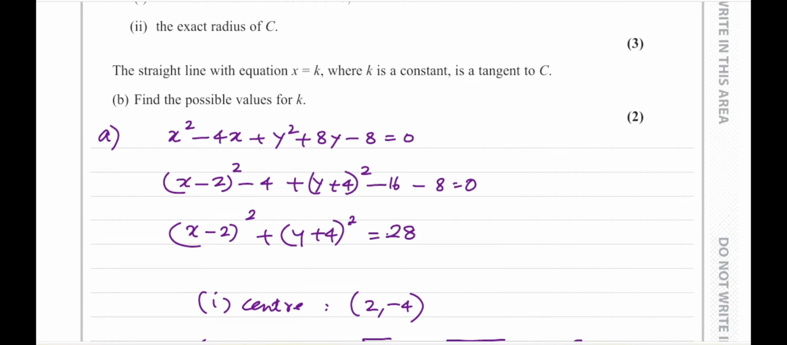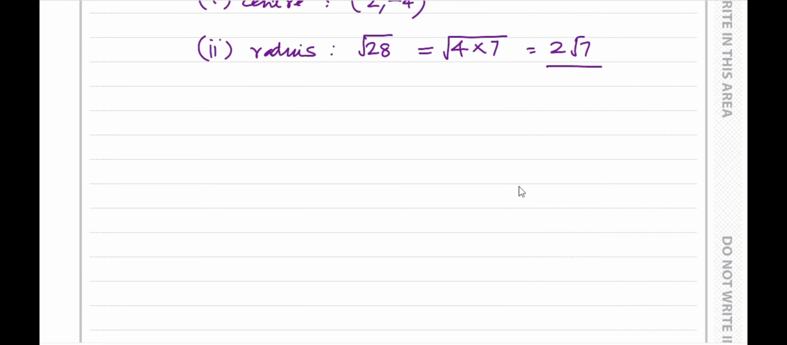Part B. The straight line with equation x equals k, where k is a constant, is a tangent to C. Find the possible values for k. Let us draw a sketch of the circle.